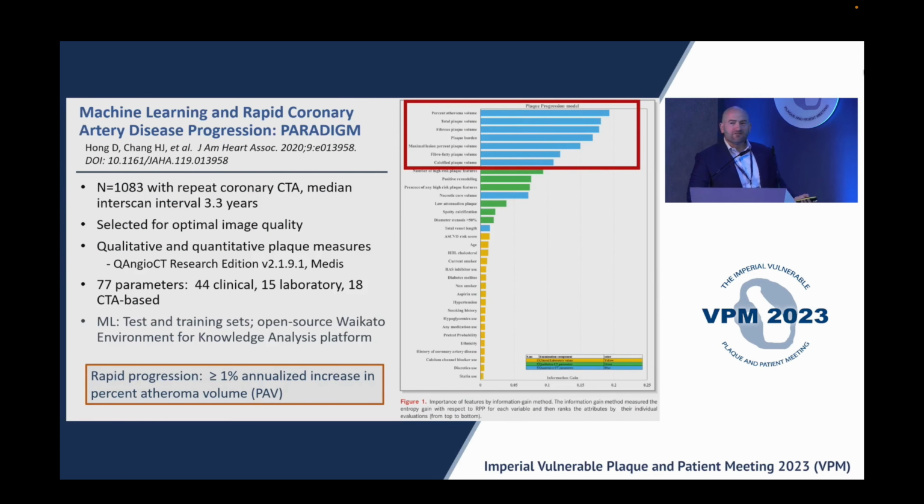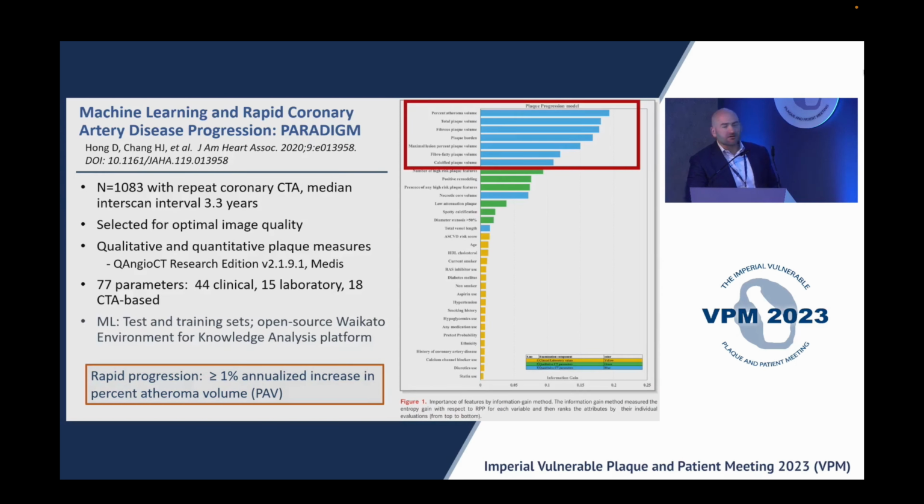And we know we leave a lot on the cutting room floor already. And this is data from PARADIGM, which was a nested case control study within the CONFIRM registry, which we were a part of, and it looked at patients who had clinically indicated serial CT scans and asked, well, what is most predictive of rapid progression? And here, based on prior literature, rapid progression was defined as PAV progression of greater than 1% annualized. This is annualized. And in fact, the biggest predictors were all volumetric and things we're not currently measuring or reporting in our current clinical CT reads. It's things we can do, but are not clinically available. We're leaving this on the cutting room floor.